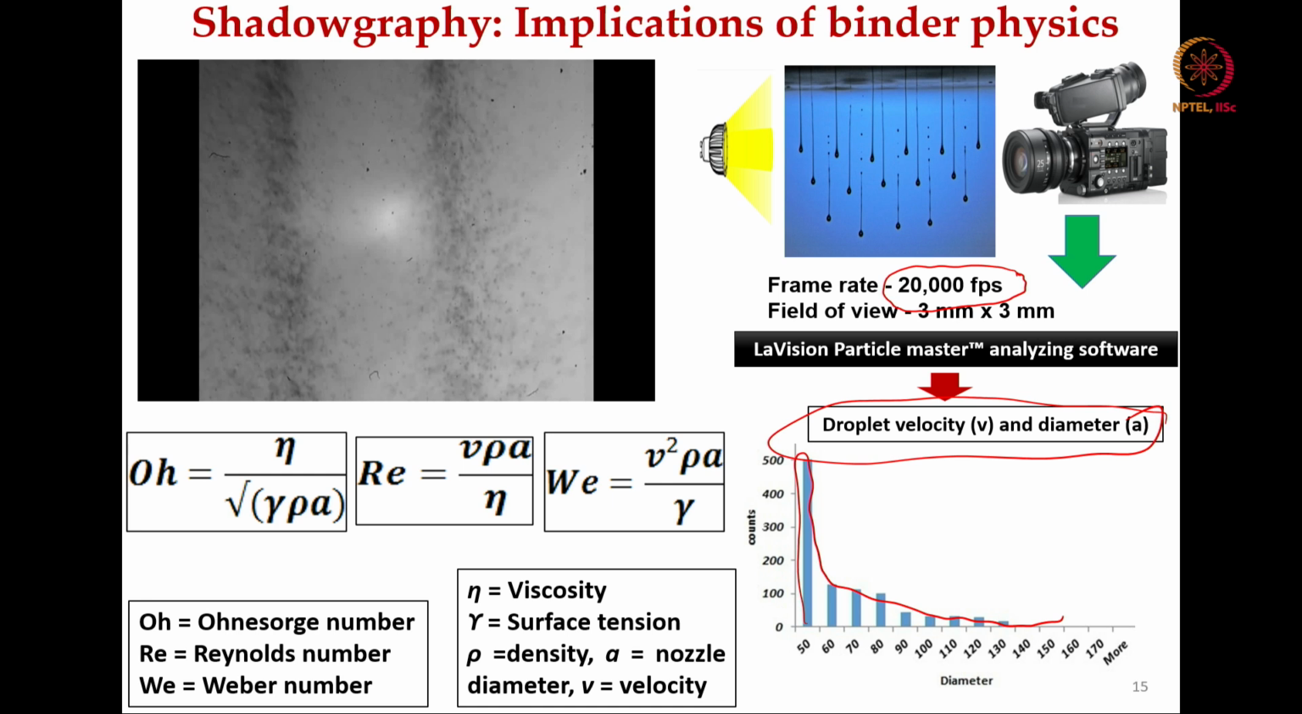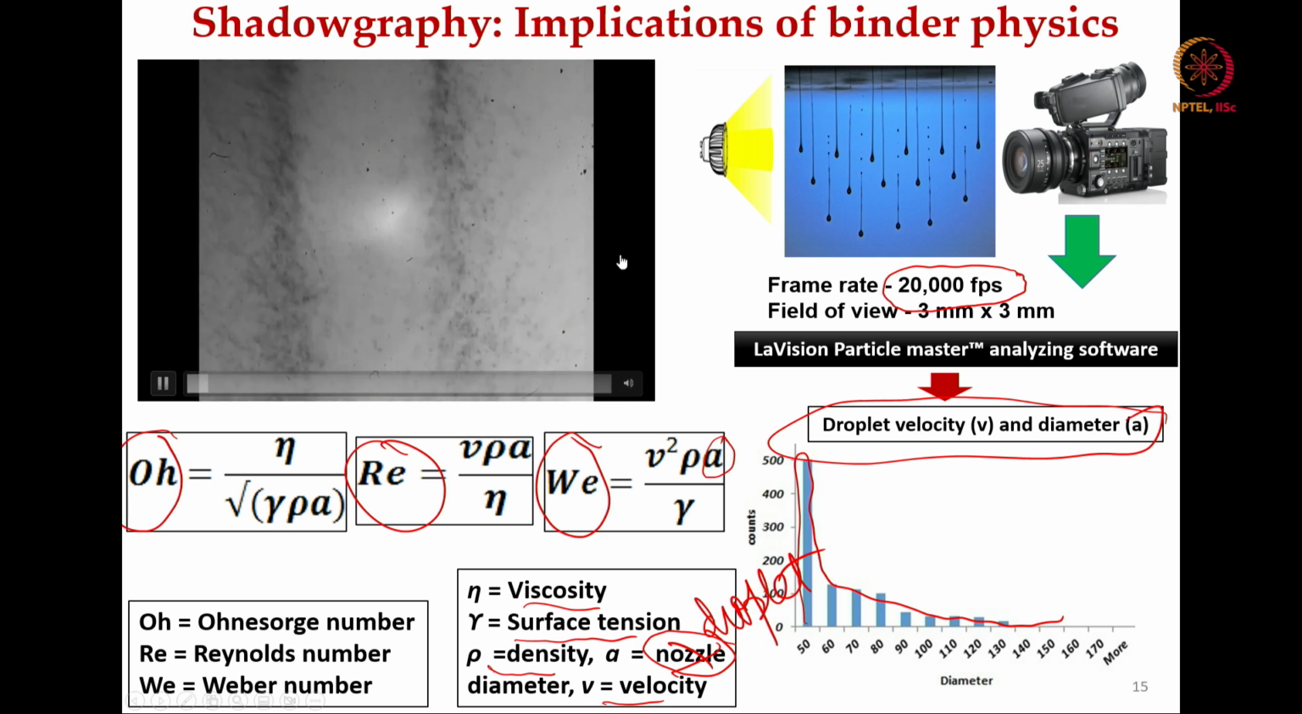This data was subsequently used to find out the Ohnesorge number, Reynolds number and Weber number. Here different parameters are mentioned: a is the nozzle diameter, rho is the density, gamma is the surface tension, V is the velocity, and eta is the viscosity. Instead of the nozzle diameter, we use the droplet diameter. From this you can find out the different dimensionless numbers.